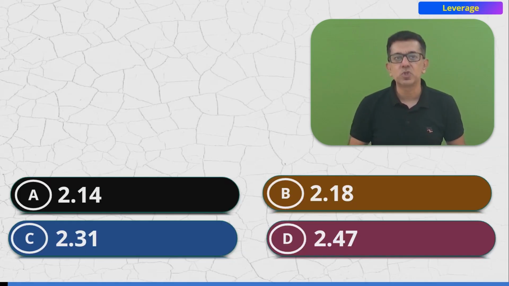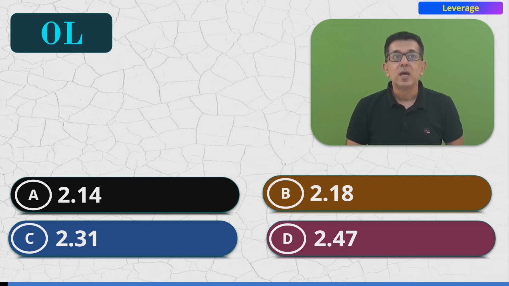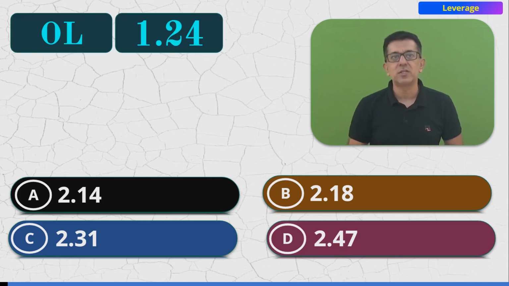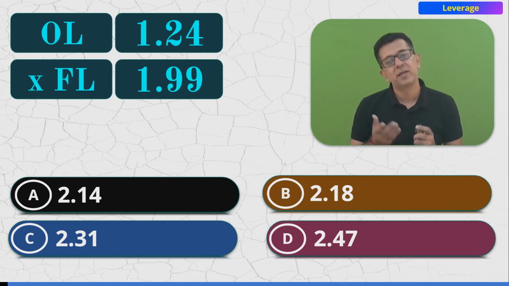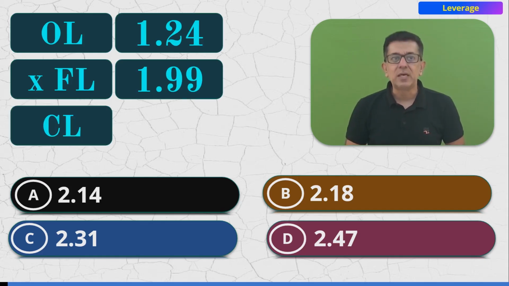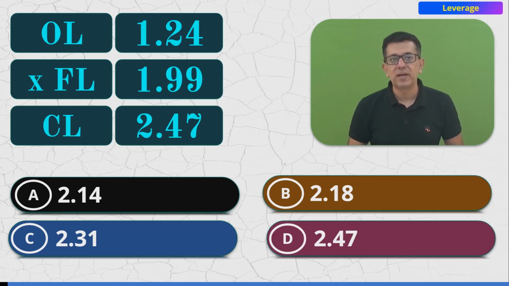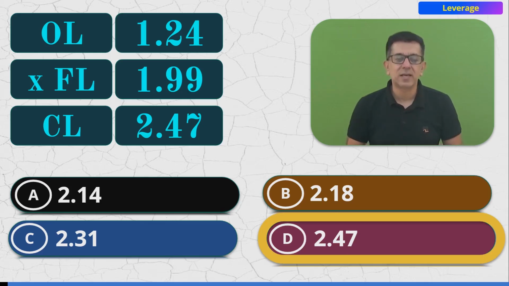I guess now the question is very simple to solve. Your operating leverage in this question is 1.24. Your financial leverage in this question is 1.99. Please multiply both of them, and here you have your combined leverage. So combined leverage will be 2.47, and that is option number D. So as per me, option D is the correct answer.